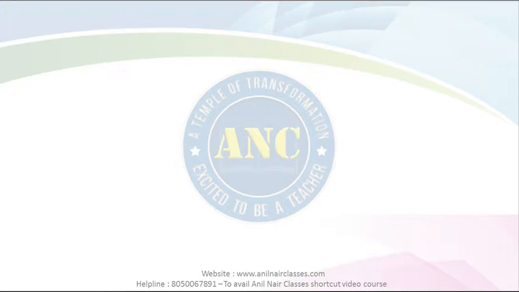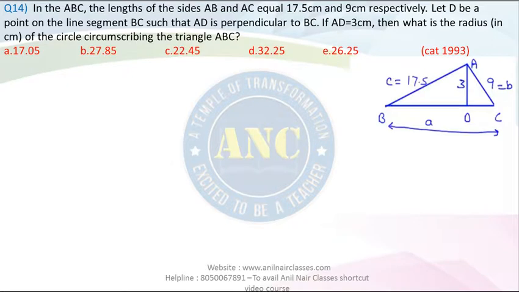Now let us move forward to our next question. This again is a very good question. Your question is: in the triangle ABC, the lengths of the sides AB and AC equal 17.5 centimeters and 9 centimeters respectively.